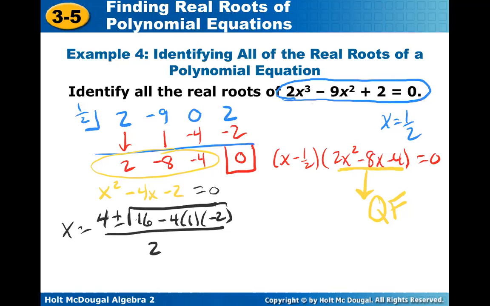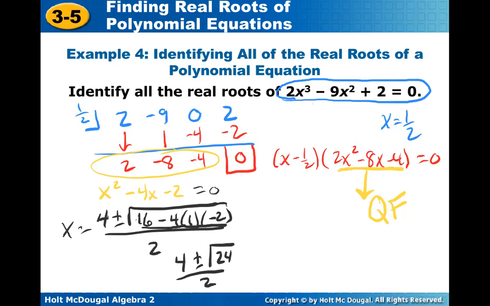Now, when we see that plus or minus the radical, does that kind of tell us it's going to be a pair because of that plus or minus? It does. So then we're going to have 4 plus or minus the square root of, well, that's going to be 24. This is 16 minus a -8, which is like 16 plus 8, over 2. Everybody good with that?